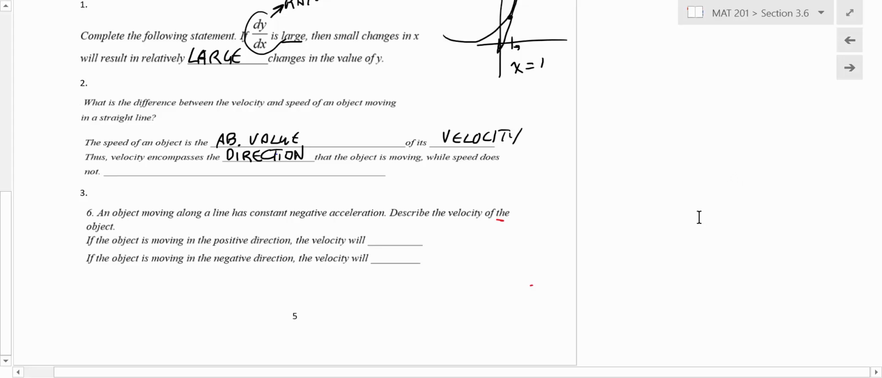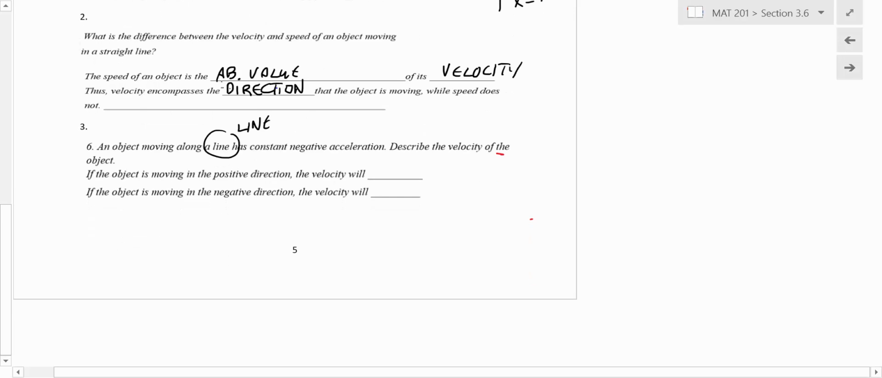And I'm going to give you an example that will help you understand what this is saying. This is saying an object moving along a line, and that's real key, has a constant negative acceleration, and we're going to describe the velocity. So let me give you an example of that.